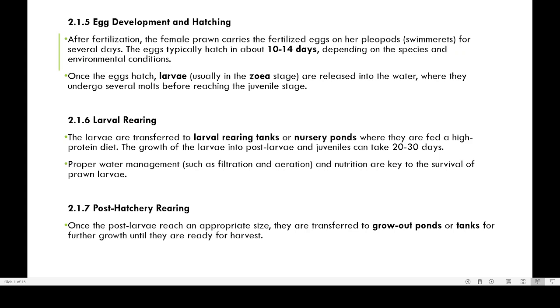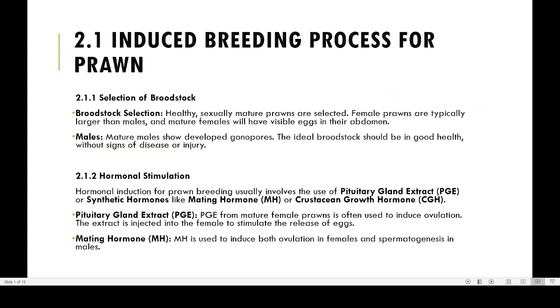So this is an idea of how this rearing process or induced breeding process is conducted in the case of prawn. So we have two cases. One, we have to study the induced breeding in carp, and we have to also explain induced breeding in prawn. The basic steps in both are same.